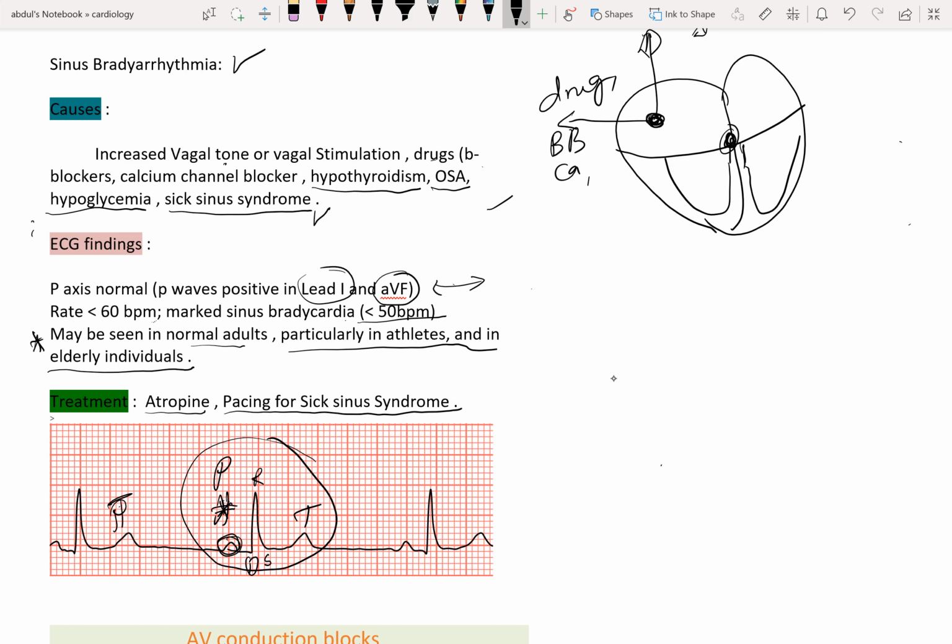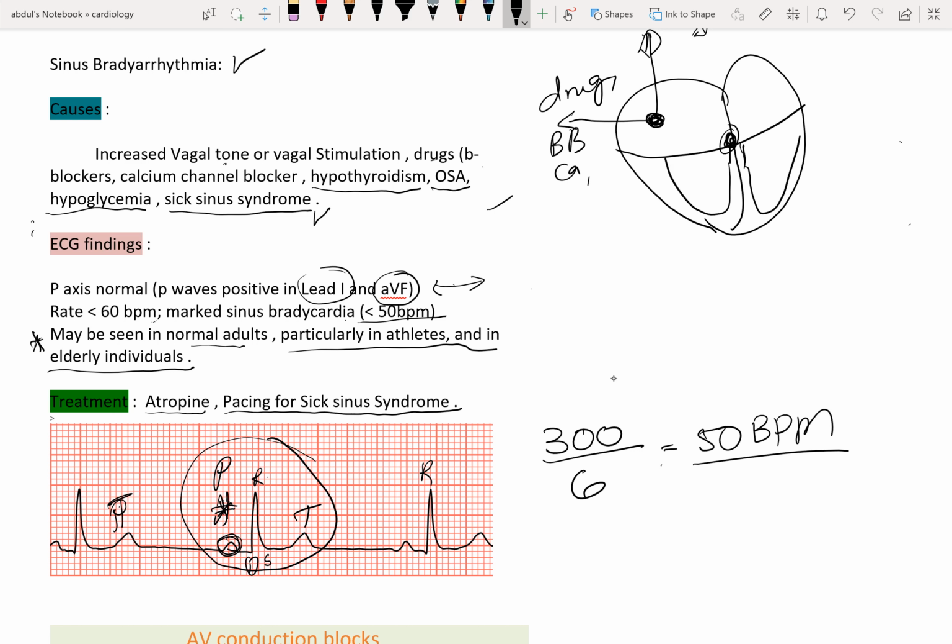So the only thing I can do is calculate the R to R and take the number of boxes between these two R's, and just divide 300 by the number of big boxes, right? So it's going to give me the beats per minute. This is the heart rate, 50 beats per minute. So that's why we can tell that this is sinus bradycardia. I hope you guys understood this.